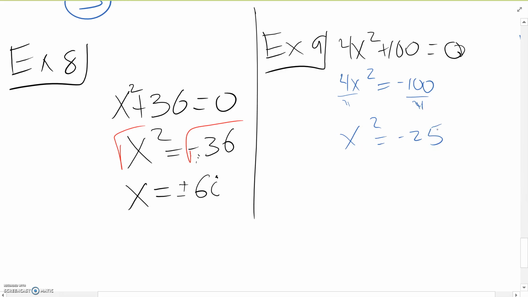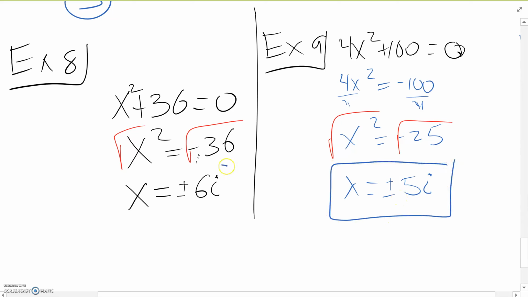And now it's just like one that we did on this side, where we're going to take the square root of both sides. x equals 5i. And because we were solving for x squared, and we had to use the square root, we have to also put a plus minus. Final answer.